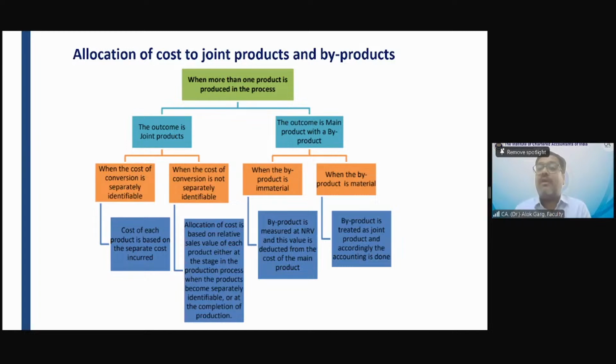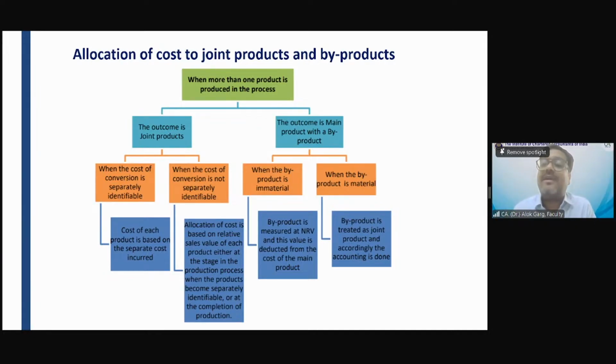So when more than one product is produced, it could be a joint product or it could be a byproduct. What is the difference between a joint product and a byproduct? Let me tell you. Normally the byproduct, like kerosene, is comparatively much cheaper than the joint product. Okay. So if the outcome is a joint product, two products have emerged, two products are produced.